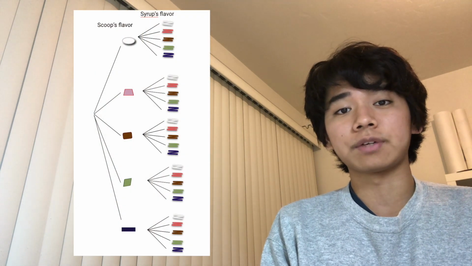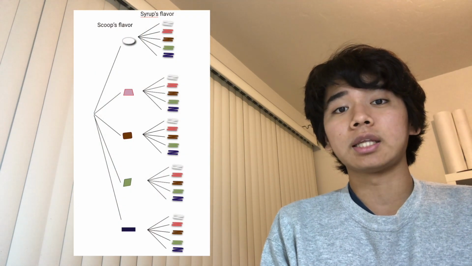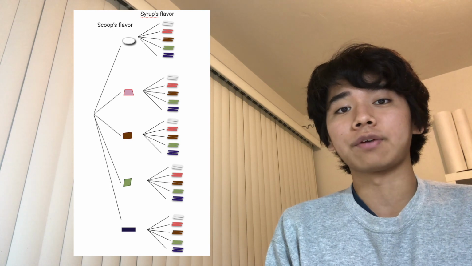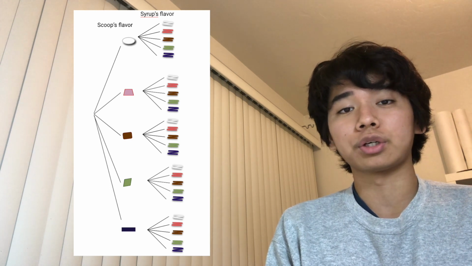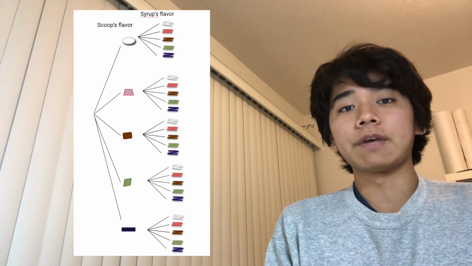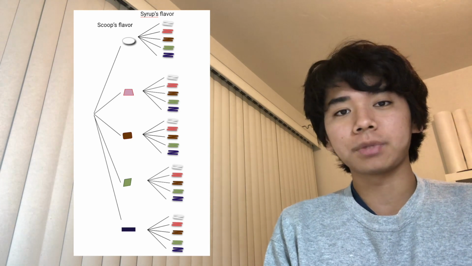Same goes for the 5 ice cream flavors, if you add an extra one. So 5 ice cream flavors and 5 syrups. So you can see that there are 5 different ice cream flavors, and there are 5 branches that branch out from them, which are the 5 syrup flavors. And if you total them up, it totals up to 25 different combinations.